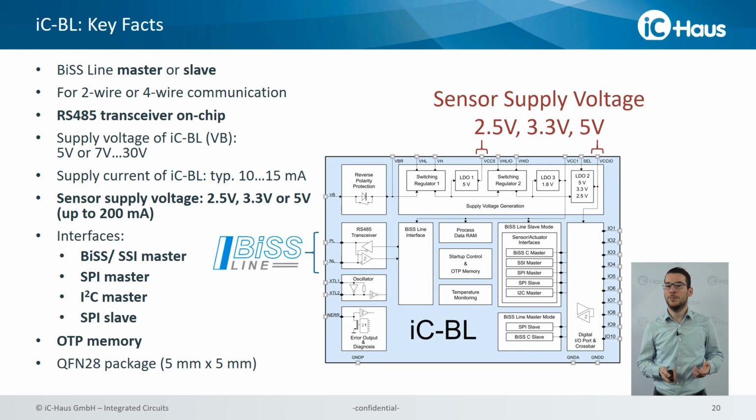Furthermore, we have 10 I/O pins within the crossbar, which enable different interfaces such as BiSS, SSI, SPI, and I2C. And last but not least, there's a one-time programmable memory already on chip. That means that for basic system setups with up to 3 sensors, you do not require an external EEPROM device for storing the configuration of iC-BL. This is already done on chip on iC-BL.